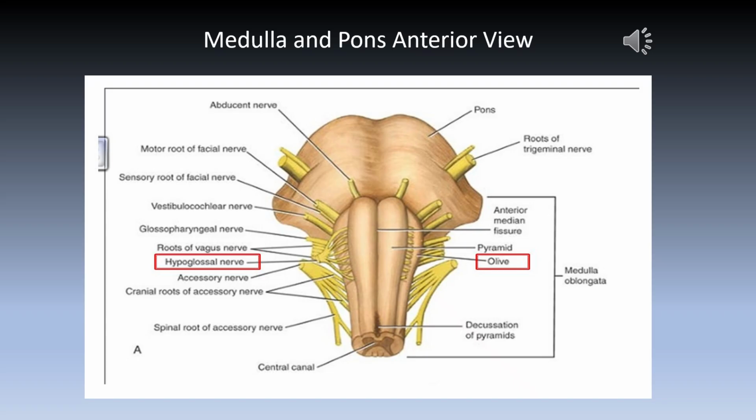Now, let me go back and repeat something. Everything that we talked about passing through the spinal cord, well, it's either coming from the brain or it's going to the brain. Well, those things are all going to have to be in the medulla also. So we talked about the gracile fasciculus. We talked about the cuneate fasciculus.